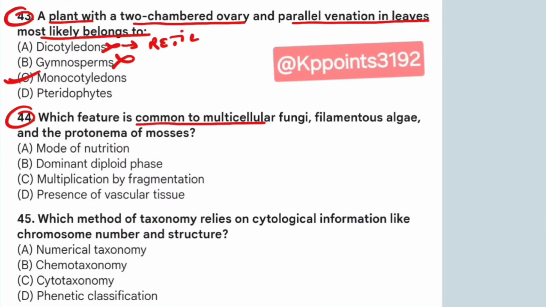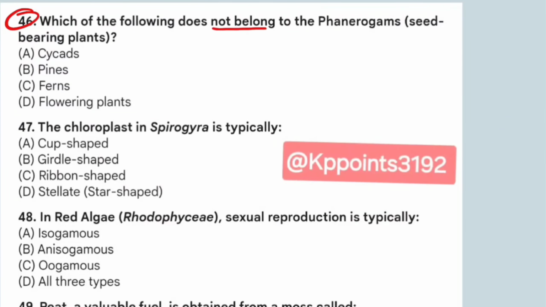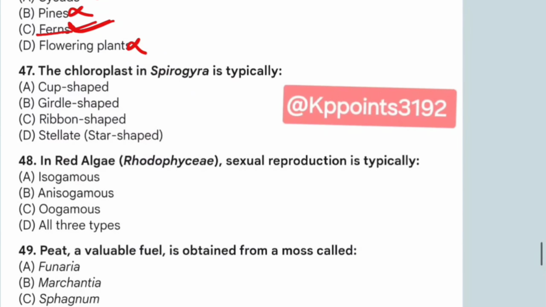44. Which feature is common to multicellular fungi, filamentous algae and the protonema of moss? Mode of nutrition? No. Dominant diploid phase? No. Multiplication by fragmentation? Yes. And this is a most important question. Number 45. Which method of taxonomy relies on cytological information like chromosome number and structure? Numerical taxonomy? No. Chemotaxonomy? No. Cytotaxonomy? Yes. 46. Which of the following does not belong to phanerogams? Phanerogams means seed-bearing plants. Cycads have seeds. Pinus has seeds. Flowering plants have seeds. Seeds are absent in the case of ferns.